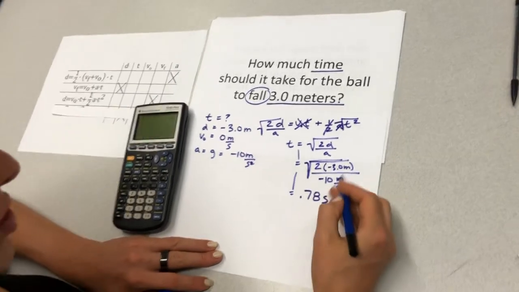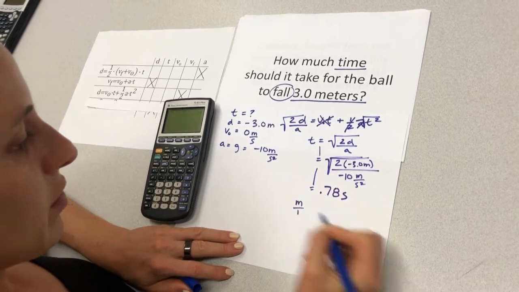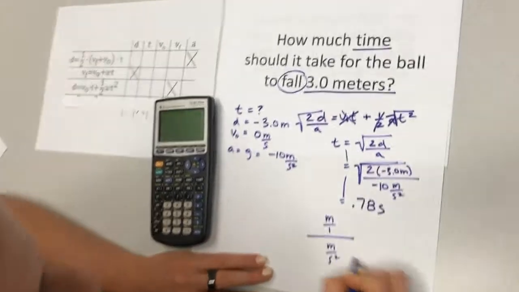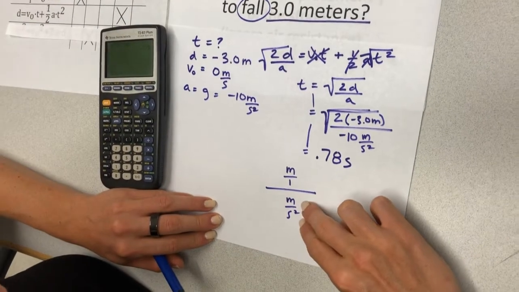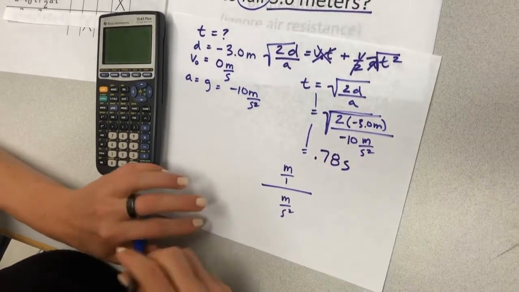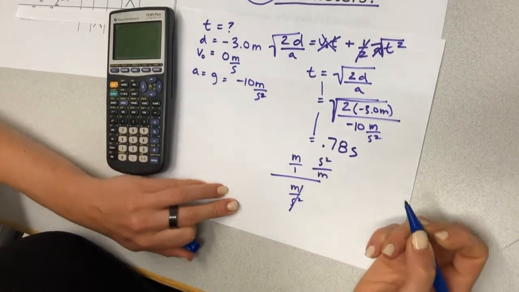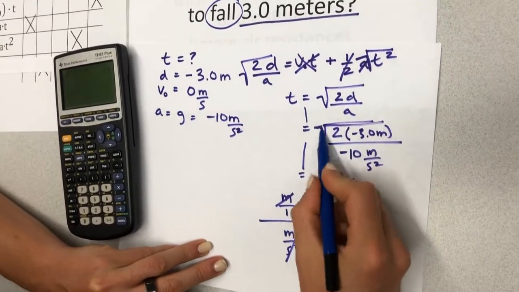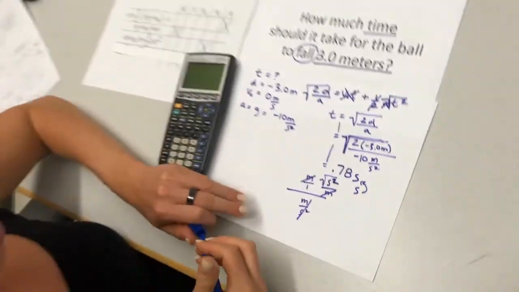I'm going to talk about these units just for a second. We have meters up top, which is the same thing as meters over 1. And then we're dividing it by meters per second squared on the bottom. Don't forget, whenever you're trying to figure out how to cancel units on the bottom, we go ahead and flip them. So I take seconds squared on the top and meters on the bottom. We cancel the meters, and then we're left with seconds squared. But that's not seconds. Don't forget, we have a square root sign right here. So we're really just left with seconds, which is what we've got right there.